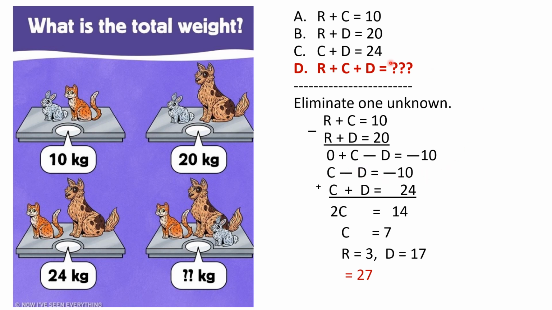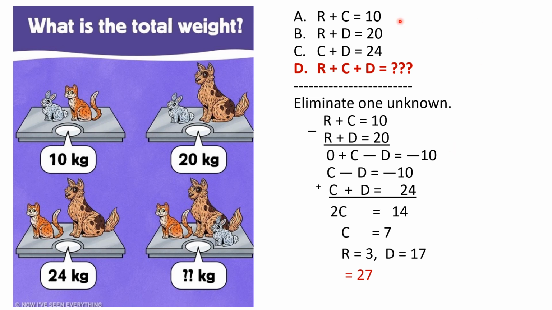And take a look at equation C. This is equation C. If I add equation C, I will eliminate D because minus D and plus D will be 0, and I will end up with 2C is equal to 14. Therefore, C is equal to 7.